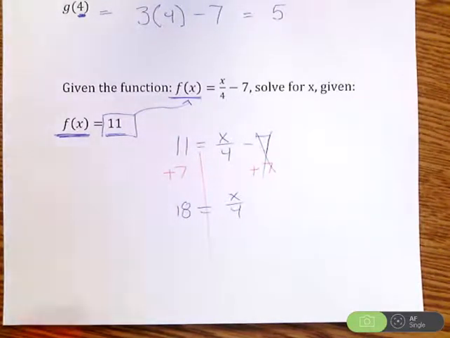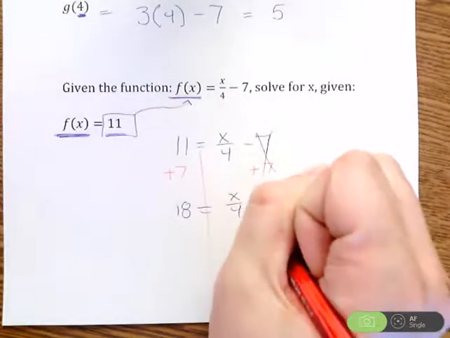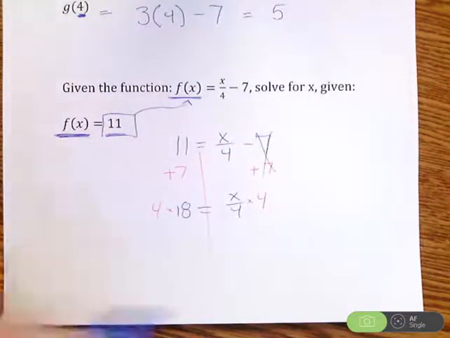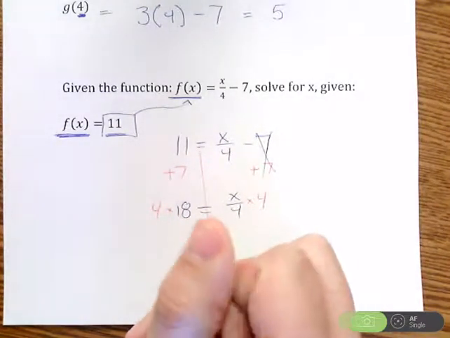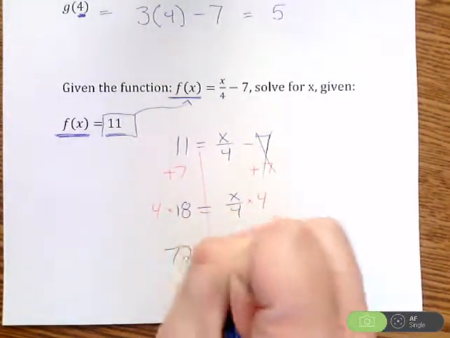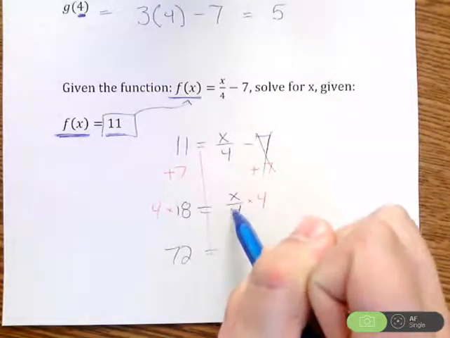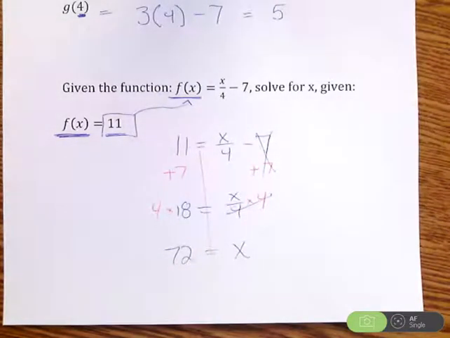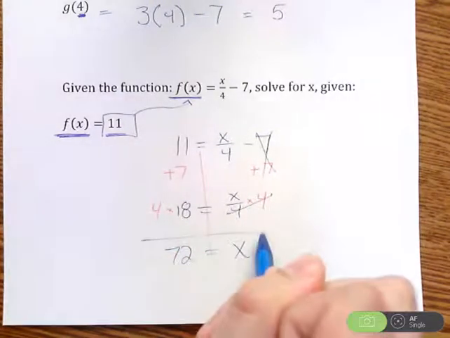I need to get rid of this division by 4. X divided by 4, we're going to multiply by 4 on both sides. 4 times 18 is 72. And on the right side, when you're multiplying and dividing by 4, that divides out to 1. So we're just left with x equals 72.